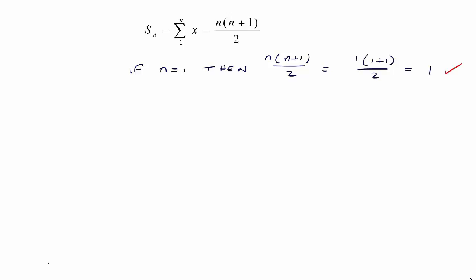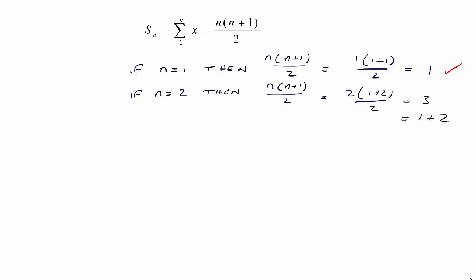Maybe that's a little bit easy. Let's look at n equals 2. Then n times n plus 1 on 2 is equal to 2 times 2 plus 1 on 2. Well, that's equal to 3. And that's equal to 1 plus 2. We can give that a big tick again.